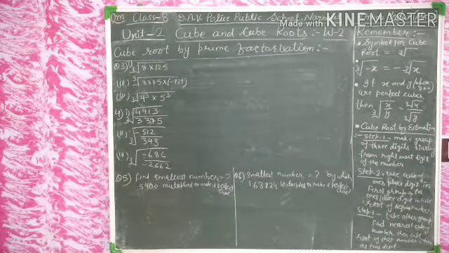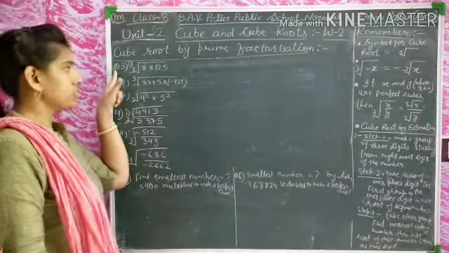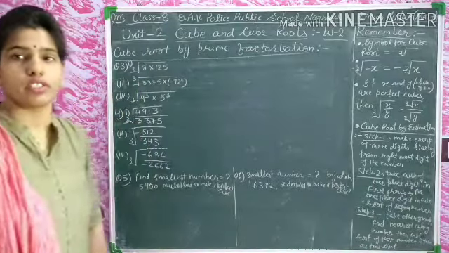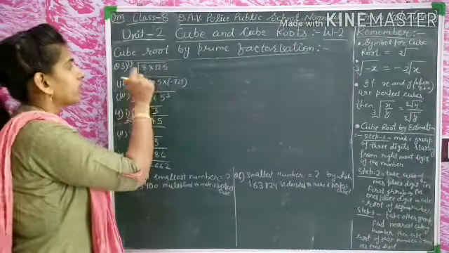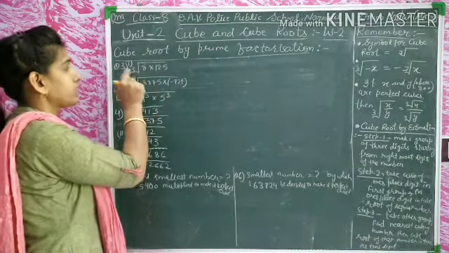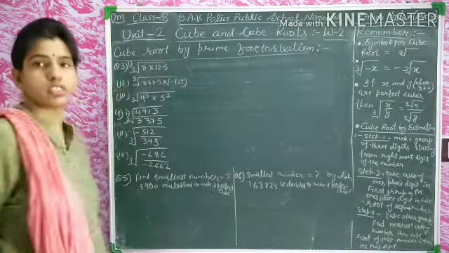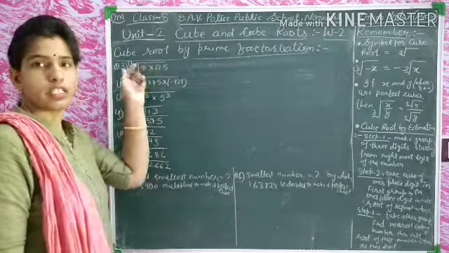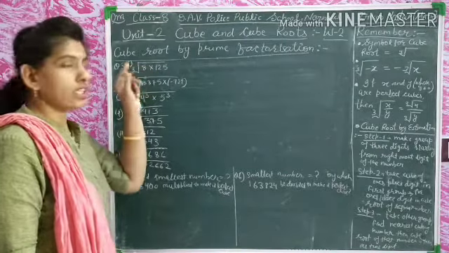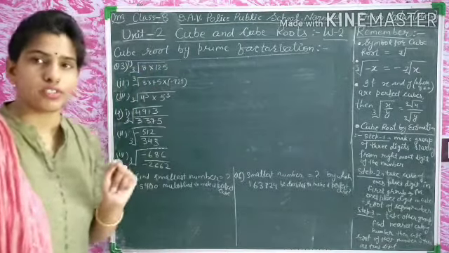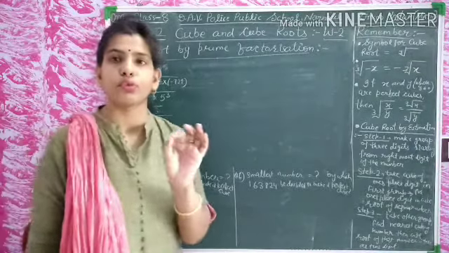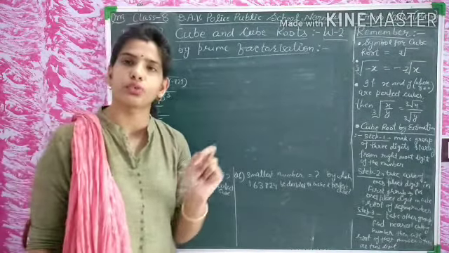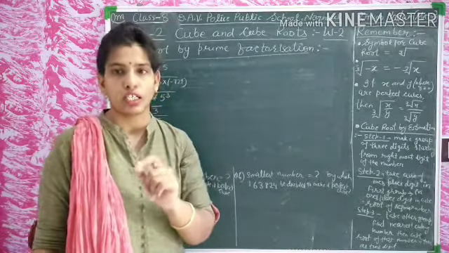Now students, there is question number 3 and this is part 1. In question number 3 part 1, we have to find the cube root of these numbers. So students, I am giving the point that the cube root of a into b is equal to the cube root of a into the cube root of b.